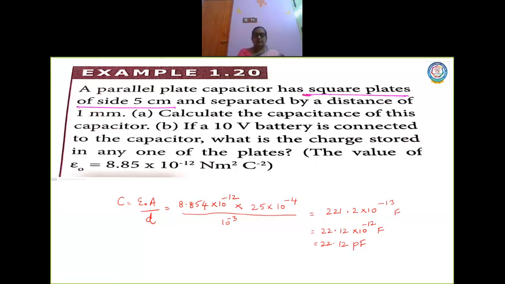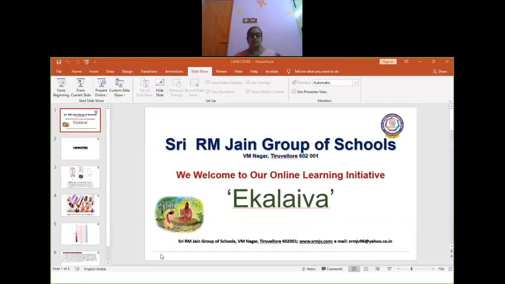Look at the second question. There is one more question. If a 10 volt battery is connected to the capacitor, what is the charge stored in any one of the plates? So you need to find out the value of charge. So charge Q is equal to, what is the value of charge? Formula, Q is equal to C into V. Now we have already found out.